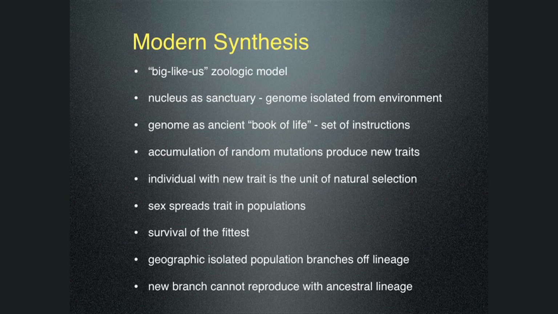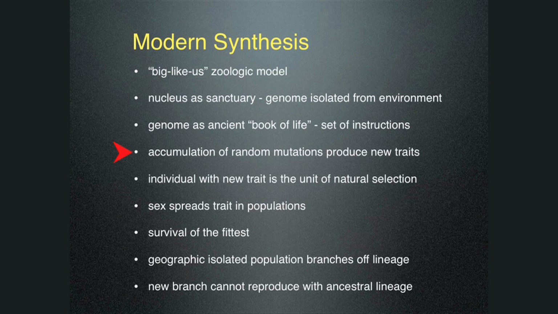So that is the modern synthesis and population genetics. And I'll just go back over some of the things that Neil deGrasse Tyson talked about. First, the modern synthesis is a big-time zoological model. It's basically modeled on animals. It treats the nucleus as a sanctuary. The genome is isolated from the environment. The genome is the ancient book of life. It's nearly immutable, but occasionally an error slips through.